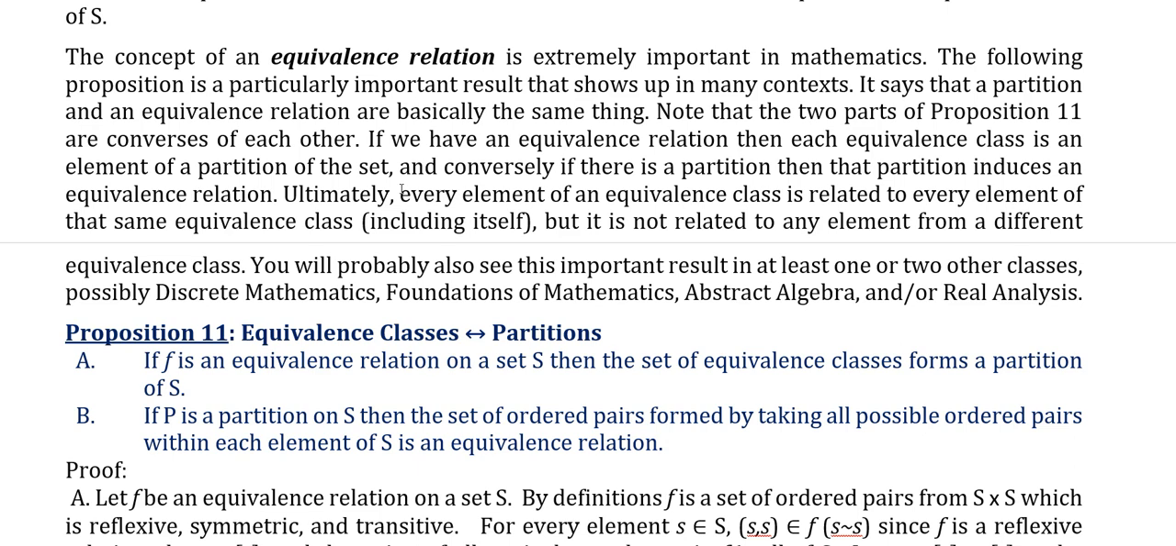If we have an equivalence relation, then each equivalence class is an element of a partition of the set, and conversely, if there is a partition of a set, then that partition induces an equivalence relation on the set. Ultimately, every element of the equivalence class is related to every element of the same equivalence class, including itself, but is not related to any element from a different equivalence class.